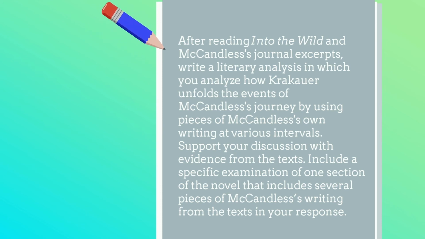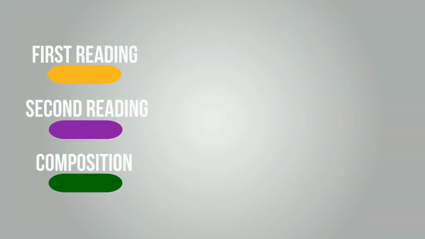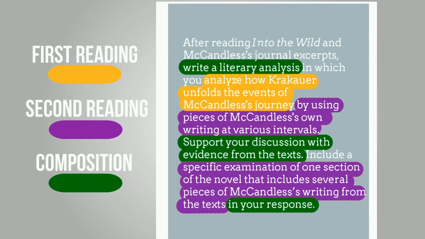After reading Into the Wild and McCandless's journal excerpts, write a literary analysis in which you analyze how Krakauer unfolds the events of McCandless's journey by using pieces of McCandless's own writing at various intervals. Support your discussion with evidence from the text. Include a specific examination of one section of the novel that includes several pieces of McCandless's writing from the text in your response. When we code the task for evidence of the focus cluster, we can see that each standard is represented and is working together to raise the rigor of the task.